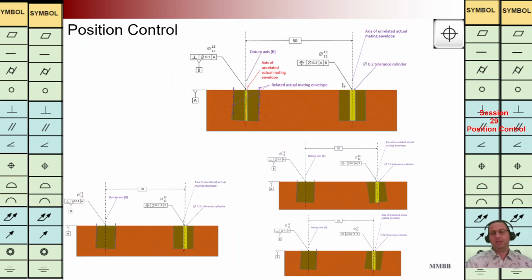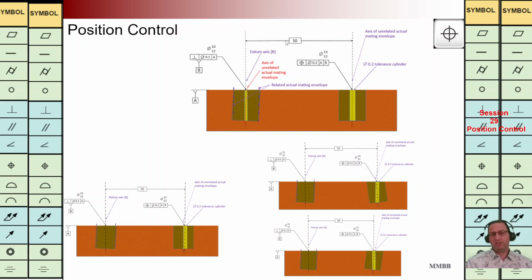Let's see this example. We have used this positioning control here. We are going to have a cylinder with a diameter of 0.2 back to A and B. A is this plane and B is the axis of this hole on the left hand side. We are going to have this yellow area, this cylinder with a diameter of 0.2. It should be perpendicular to A, and the axis of this hole should be in that cylinder.